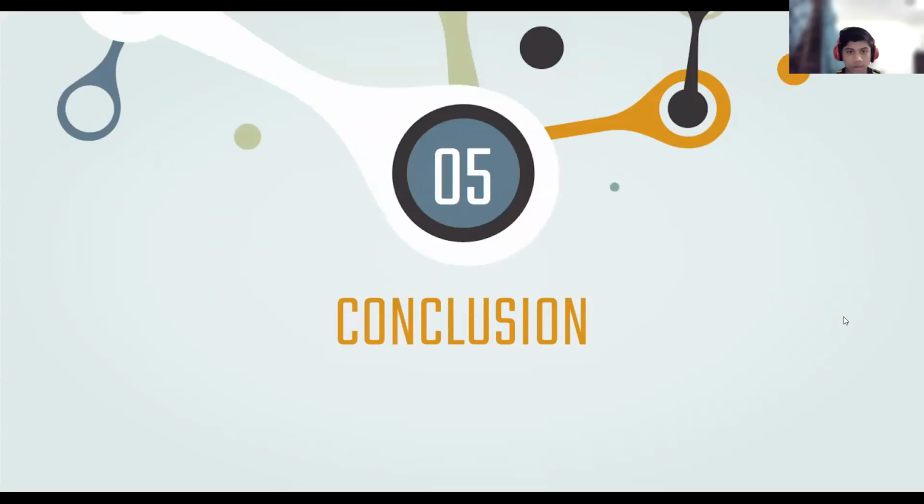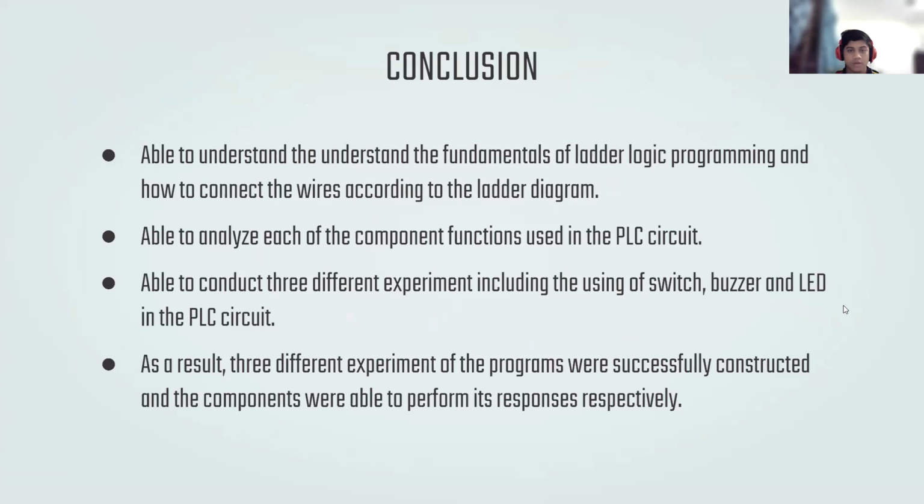Okay, thank you, Yeong. As a conclusion, we can conclude that our experiment was done successfully as it met our objectives. First, we are able to understand the fundamentals of ladder logic programming and how to connect the wires according to the ladder diagram. We are also able to analyze each of the component functions used in the PLC circuit, and able to conduct 3 different experiments, including the use of switch, buzzer, and LED in the PLC circuit. In this experiment, we only used the LED light. As a result, the 3 different experiments ran, the programs were successfully constructed, and the components were able to perform their responses respectively.